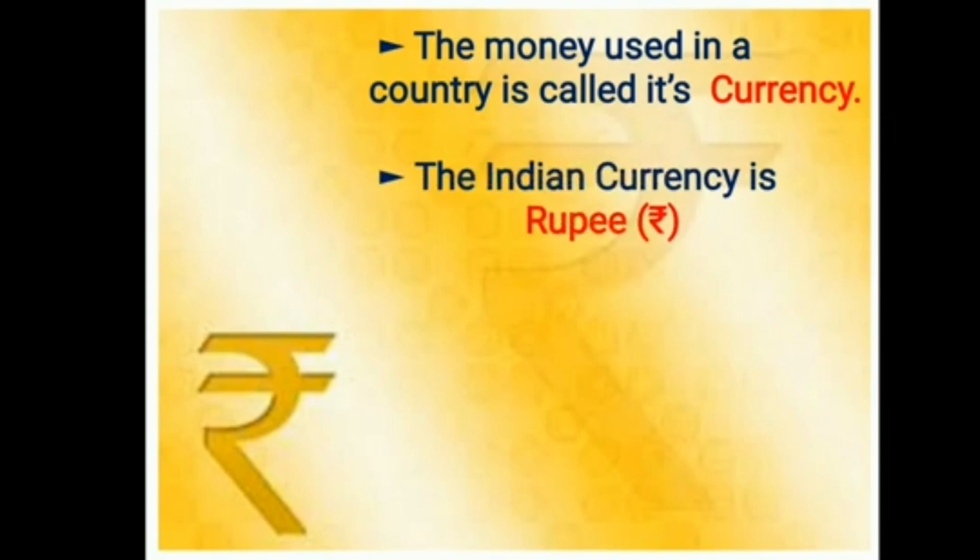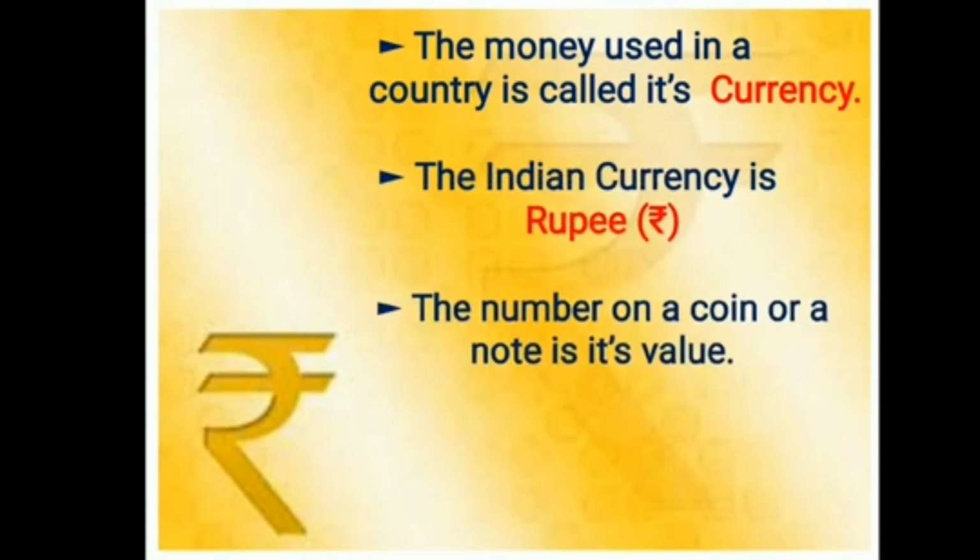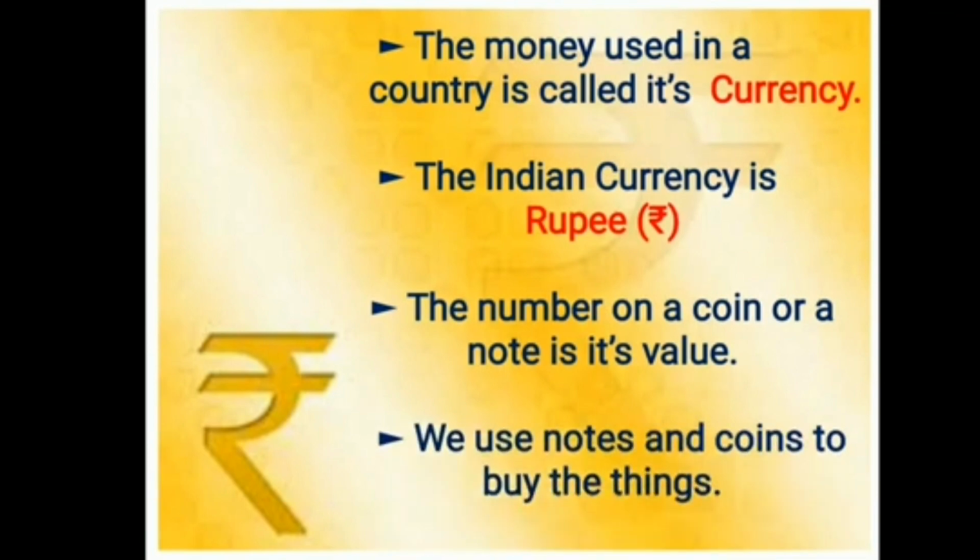For example, the Indian currency is rupee. The number on a coin or a note is its value. You can see a number on a coin or a note with a rupee sign. It tells us the value of that note or coin. We use notes and coins to buy things. As I told you before, if you want to purchase an ice cream, you need money to give to that shopkeeper.